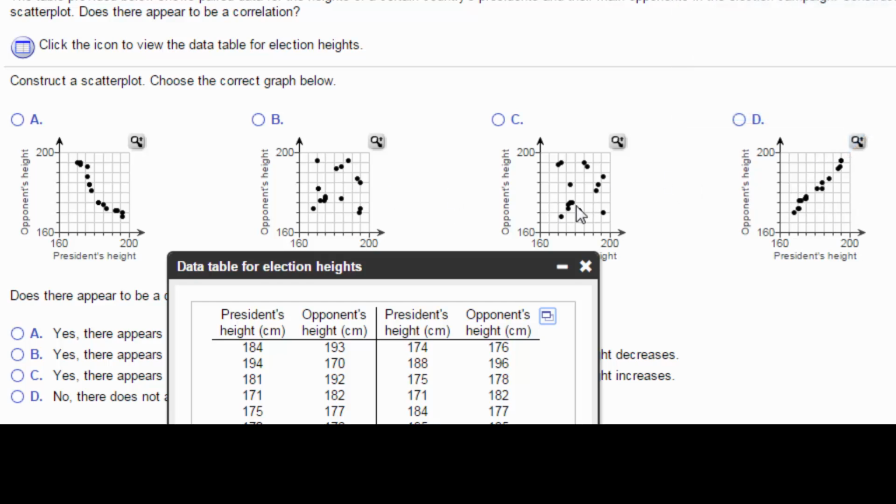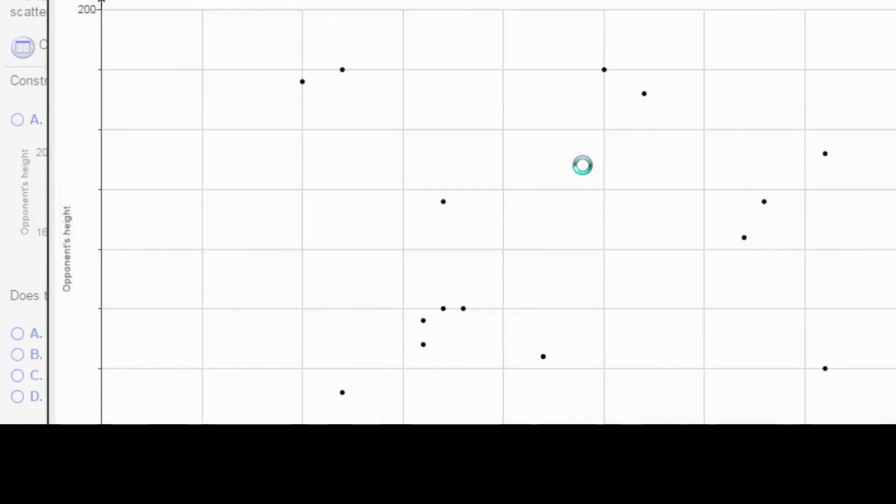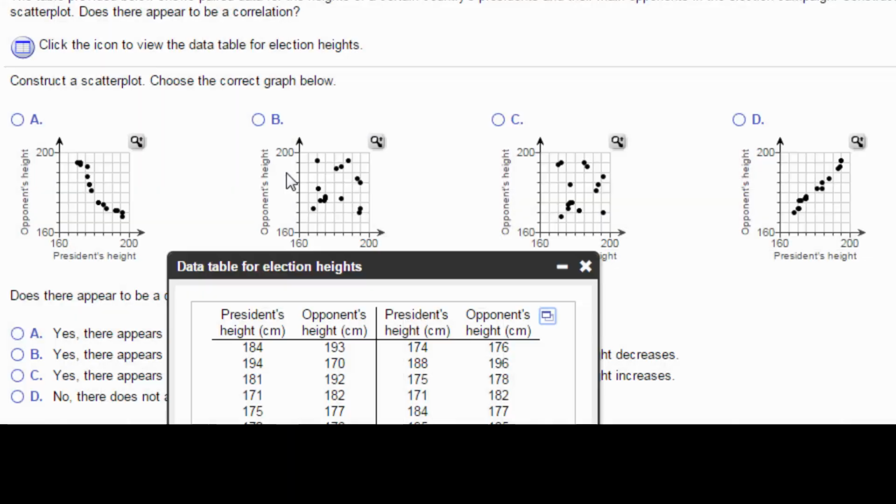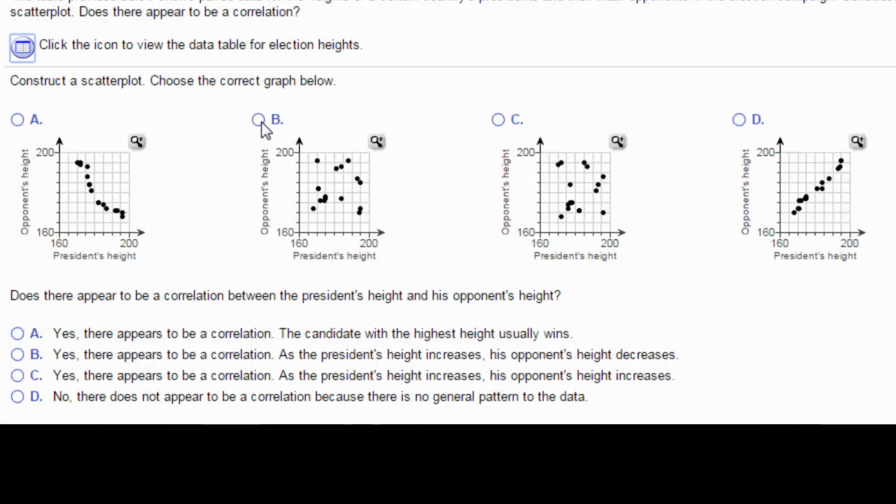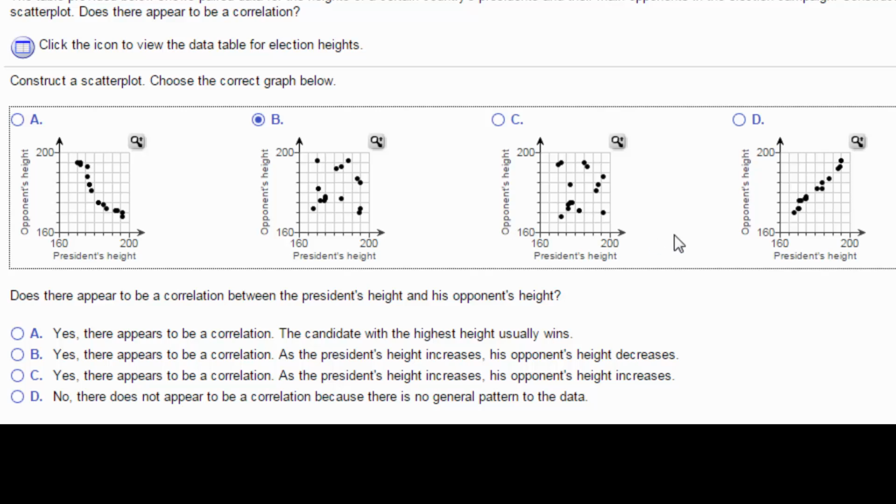So already that looks like the correct one, but let's check C. If you look at C, you can see this first point doesn't work. So it does up here, that's the correct one.